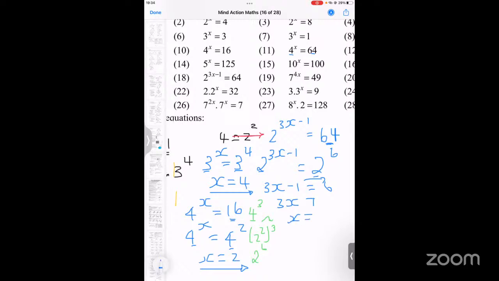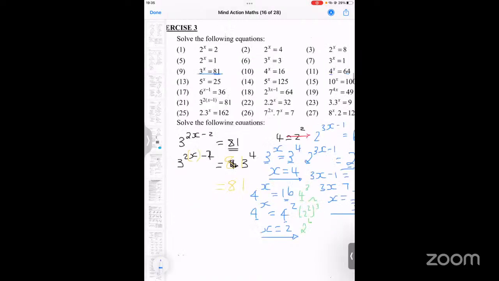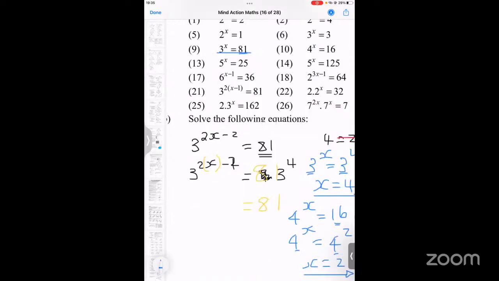Did you guys say 64 is 2 to the exponent 6? I think that's what you guys said. Yes, sir, that's what I said. Yes, then what I've done there, does it make sense? Yes, sir. Okay, then it's fine.